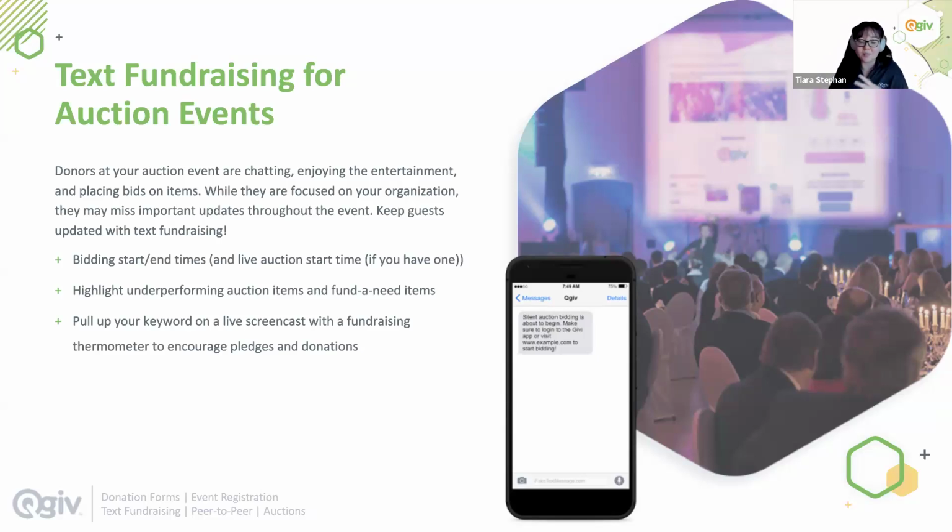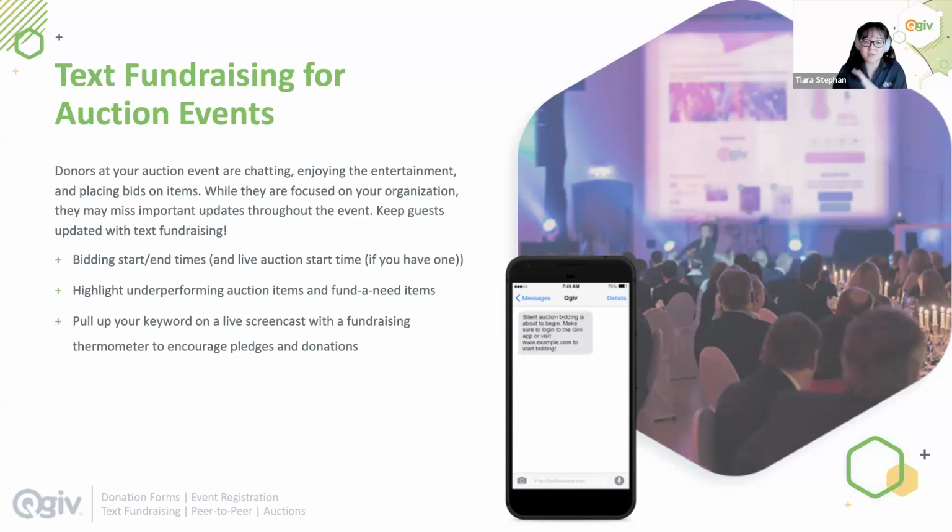One of those scenarios that you could use text fundraising is to inform your participants about bidding start and end times, and if you have a live auction start time as well. If you don't already have these timings specified ahead of time, during your event rehearsal, you want to take note of how long it takes for each portion of your event to get started, and then schedule those text messages ahead of time to send out automatically during the night of your event.